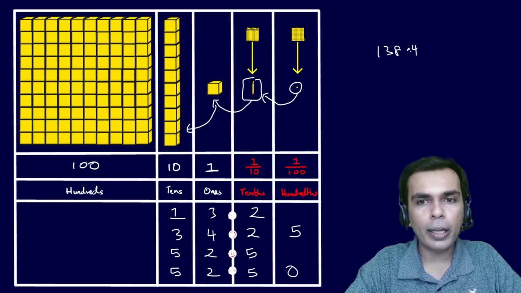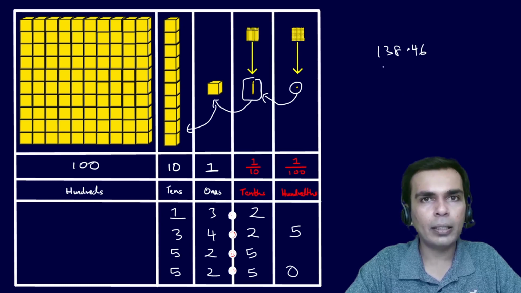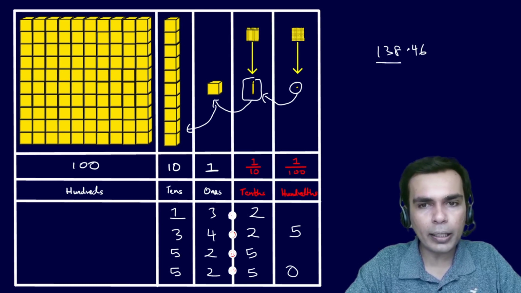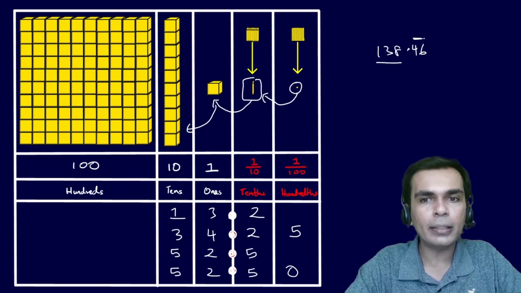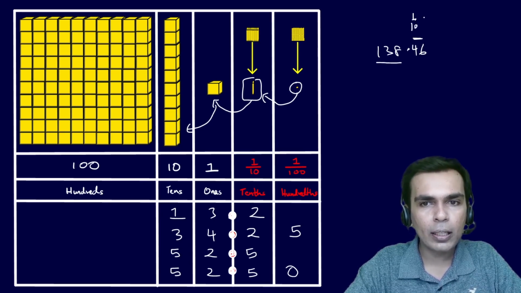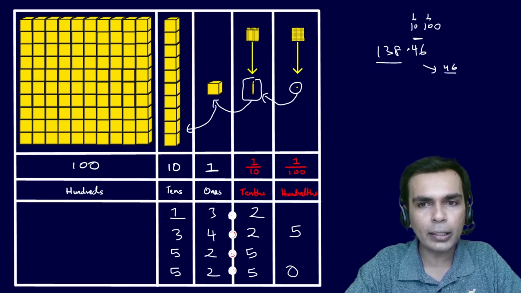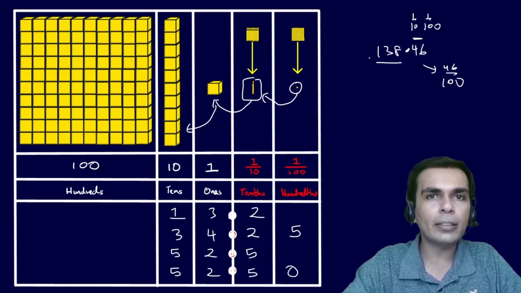So next time, if I write 138.46, for example, then you know that it means 138 is ones, tens, and hundreds, and you know 46 here means 4 tenths and 6 hundredths, or it also means 46 hundredths. So towards the right is the fraction and towards the left is the wholes.